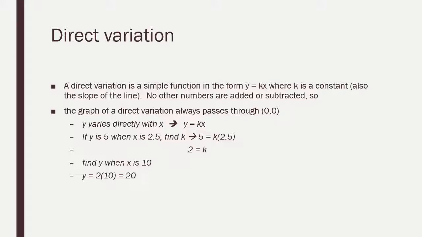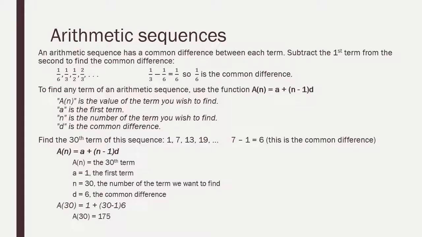It'll always be 0. So if you're told y is 5 when x is 2.5 and that y varies directly with x, you can set up your equation y equals kx, and put in the numbers that you know. Here we know 5 equals k times 2.5. Solve for k, and you've got your constant. That will never change. Then if you're asked to find y when x is 10, you just put it back into a y equals kx equation using 2 for k, and you'll find out that when x is 10, y is going to be equal to 20.